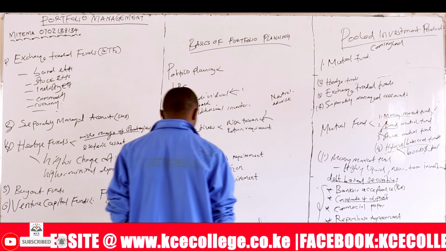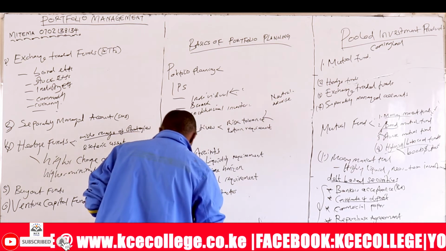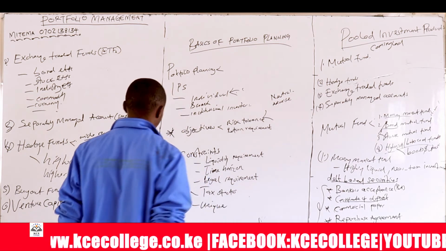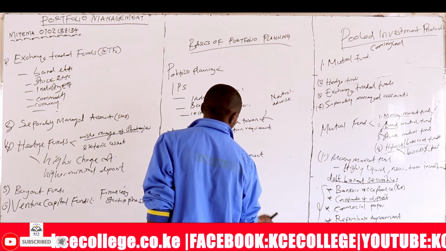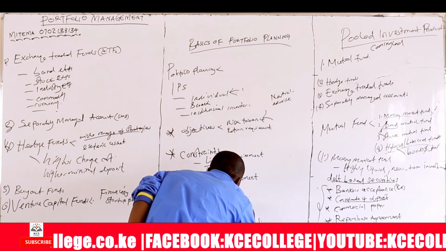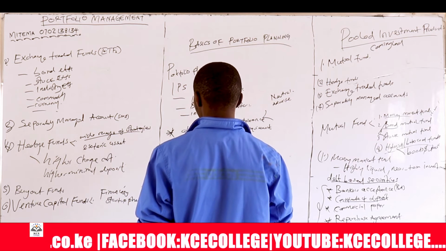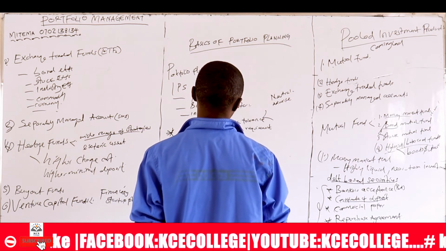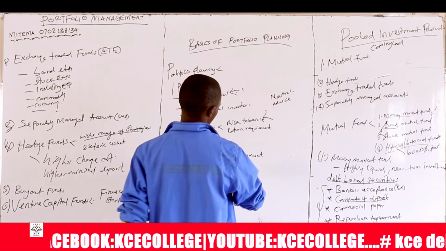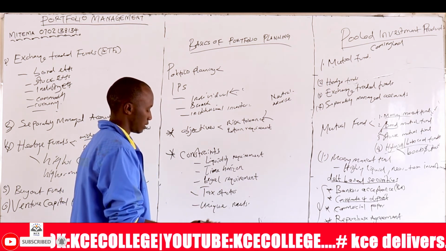Different investments have different legal requirements. We have what is called the tax status. And also, lastly, the unique issues or needs. The constraints are the factors that one needs to take into account that, if not well evaluated, can affect your portfolio. They include the liquidity requirement, time horizon, legal requirements, tax status, and the unique needs.